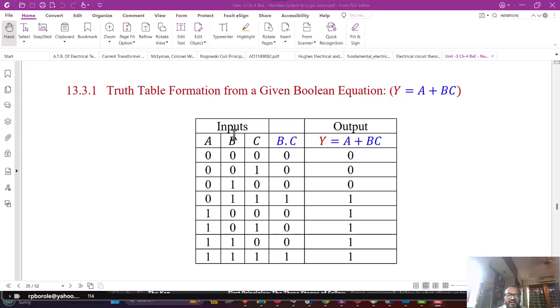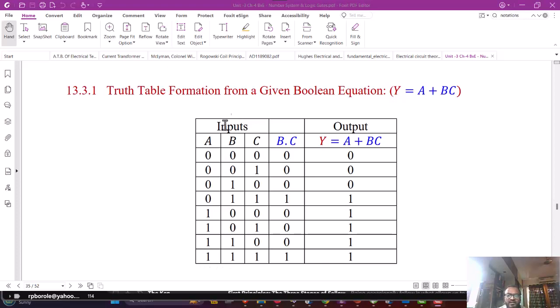Make a column for inputs A, B and C. Then make a column for the sub output BC, and then a column for output Y is equal to A or BC. There are 8 combinations here for ABC, from 0, 0, 0 to 1, 1, 1.